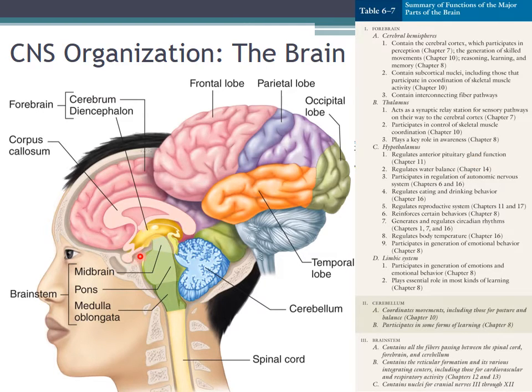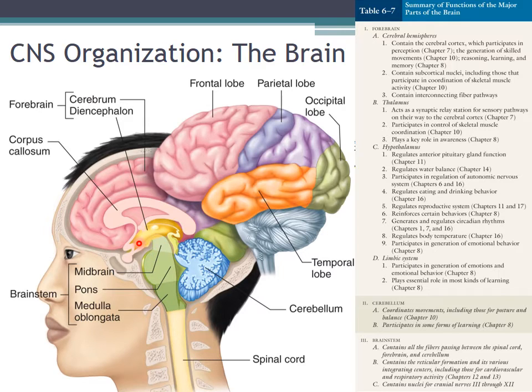The hypothalamus is going to be a major integrating center in reflex arcs. So it's going to be involved in the regulation of water balance. It's going to be involved in eating and drinking behaviors. It's involved in body temperature regulation. The hypothalamus is also a part of the endocrine system. This is going to be a link between the endocrine system and the nervous system.